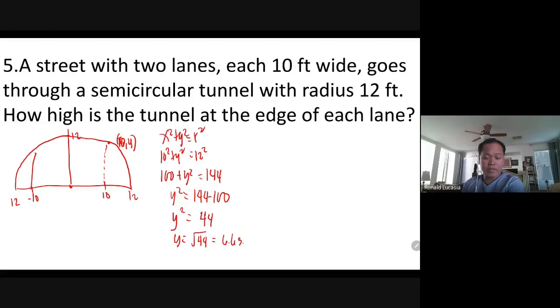Okay? So, meaning to say, how high is the tunnel at the edge of each lane? The edge of each lane is actually 6.63 feet. The tunnel's boundary is on the circle, which is x squared plus y squared is equal to r squared. Thank you, Catherine.